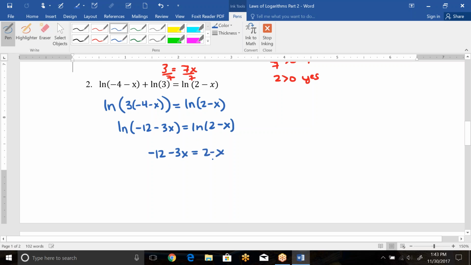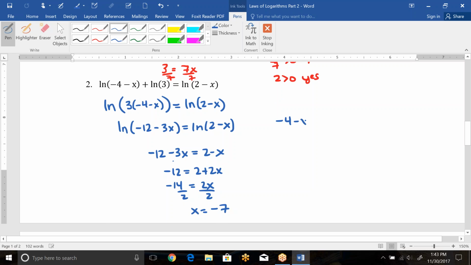And we solve for x, so I'd add 3x over. So that's going to be positive 2x once it's added over. I'm going to subtract over the 2, so that's negative 14. And then divide both sides by 2, so we get negative 7. Remember, we have to check that, though.